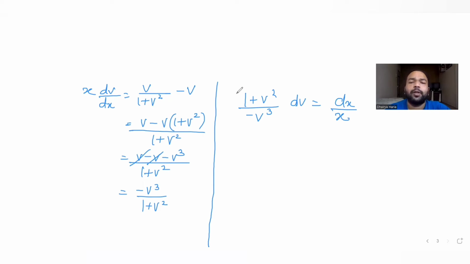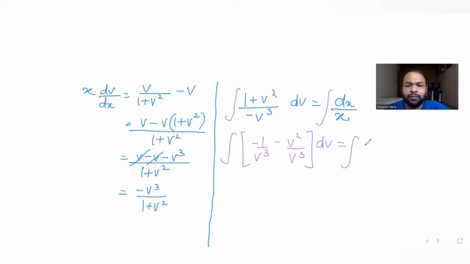Now I have separated the variables, and once I have separated the variables, I can take integrals on both the sides. So taking integrals on both the sides. Now let's try to solve the question. If I try to solve this, I'll separate the denominators here also. So you are left with integral of (−1 upon v³ − v² upon v³) dv, and here we have, sorry, integral 1 upon x dx.